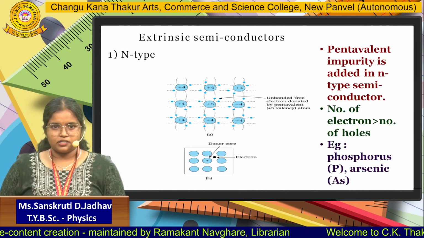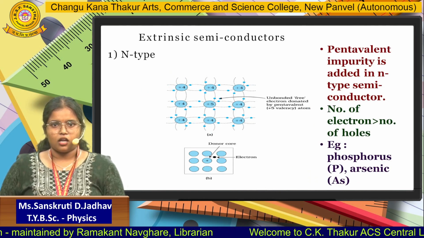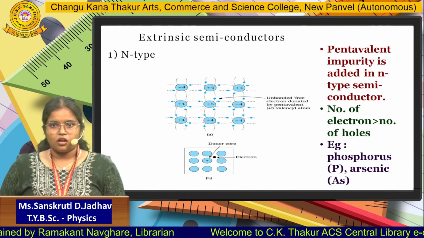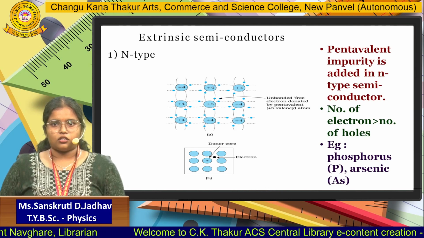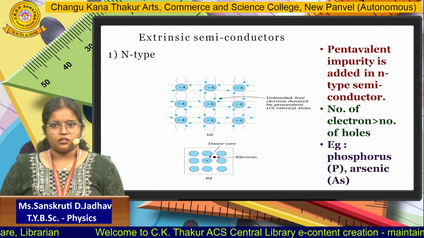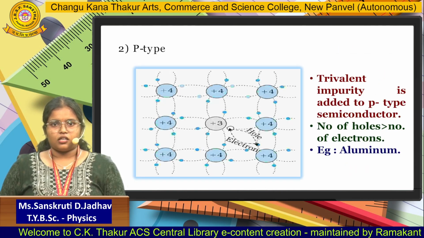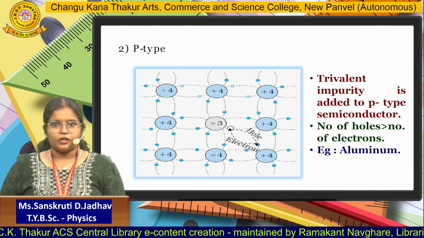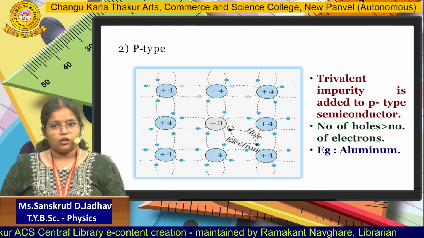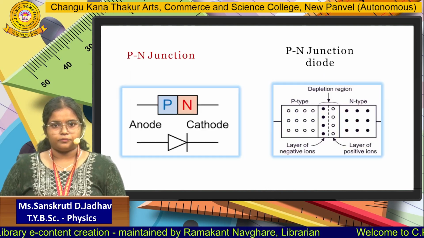In extrinsic semiconductor, there are two types. First, N type semiconductor. In N type semiconductor, pentavalent impurities are added. The number of electrons is greater than the number of holes. Example, phosphorus and arsenic. In P type semiconductor, trivalent impurity is added. The number of holes is greater than the number of electrons. Example, aluminium.